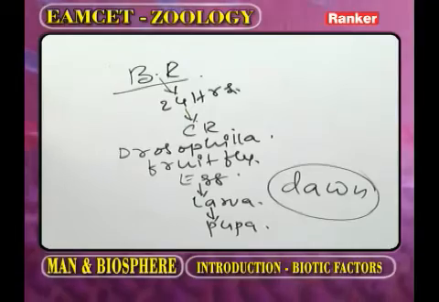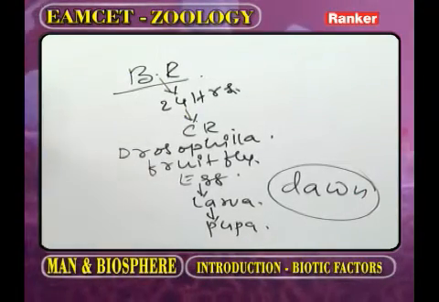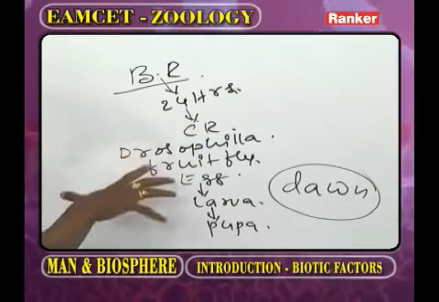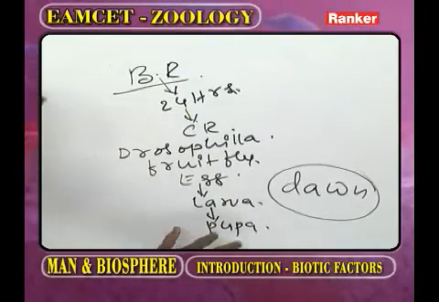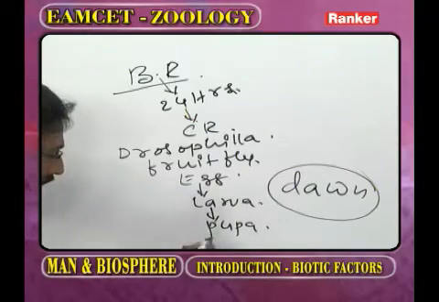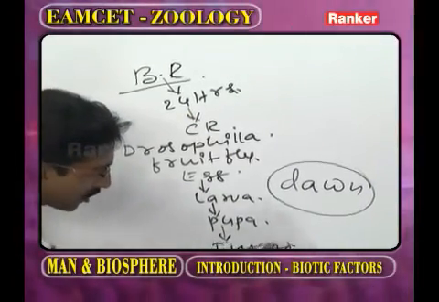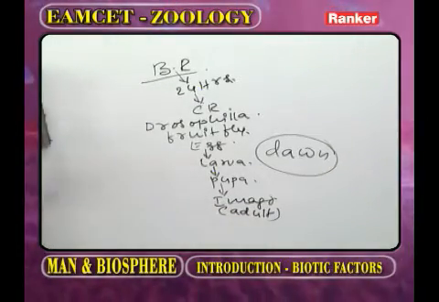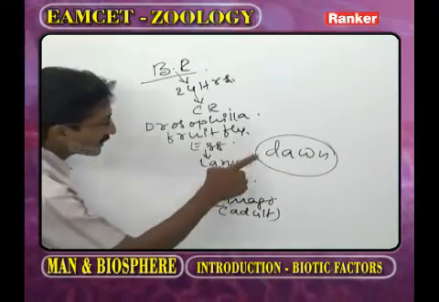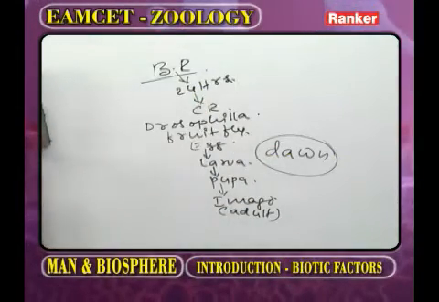dawn. What is meant by dawn? The early hours of the day. In the life history of Drosophila, every year in the early hours of the day, from the pupa, what will emerge out? The imago. What is the other name of imago? The adult. So that this is associated with 24 hours of the day.